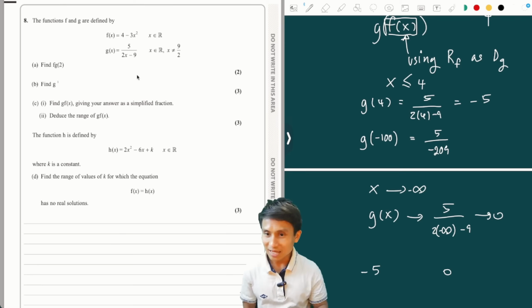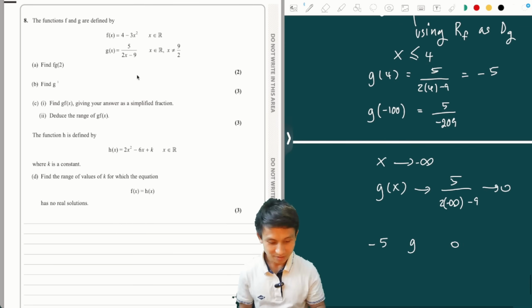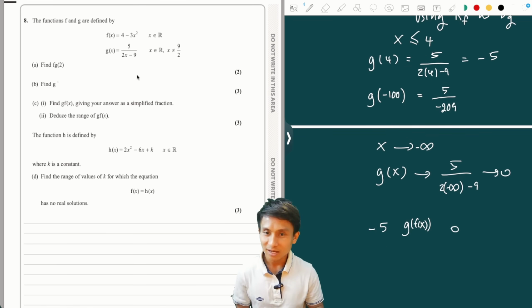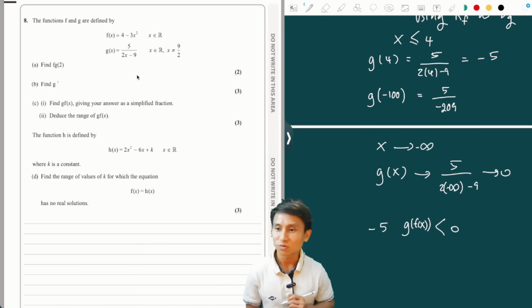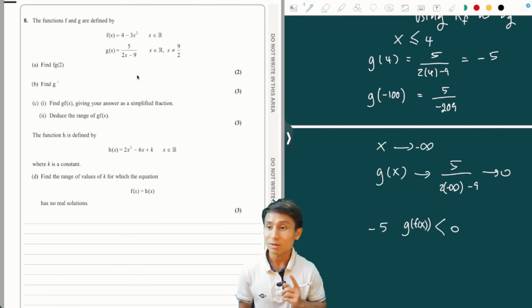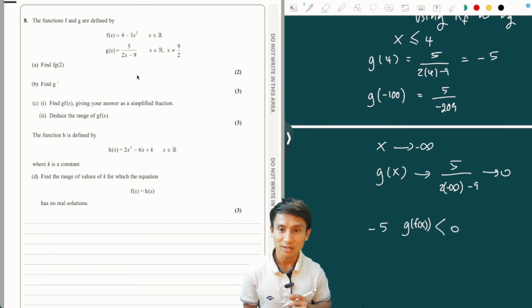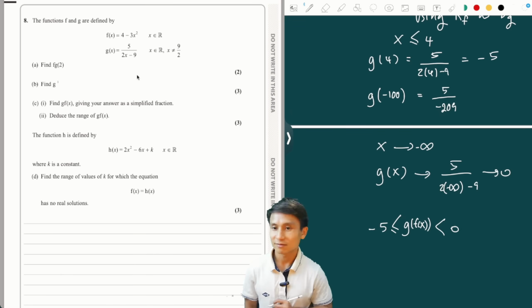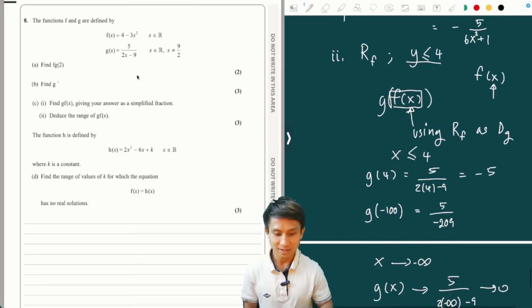So I'm just saying that the range of g of f of x at last is going to be in between this. Can it be 0? It cannot be 0, so I don't put an equal sign there. Can it be minus 5? Yes, it can, because we sub x equals 4 in there. So that's my answer there for C(ii).